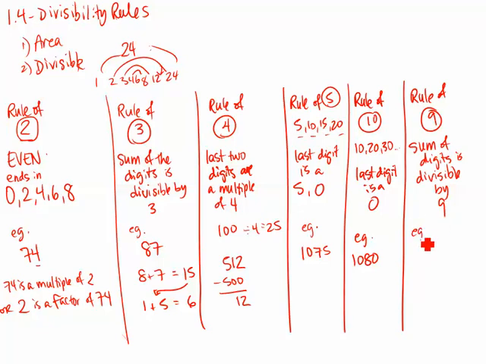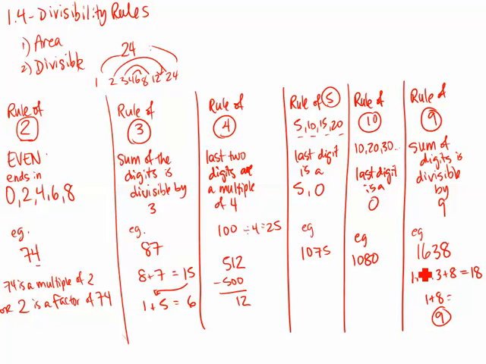So for example, if I take the number 1638, I add up all the digits, so 1 plus 6 plus 3 plus 8. 1 plus 6 is 7, plus 3 is 10, plus 8 is 18, and I add up 1 plus 8 is 9. Because I now get the sum of the digits is 9, then the original number, 1638, is also divisible by 9. Try it out on your calculator, and it's a pretty cool trick.